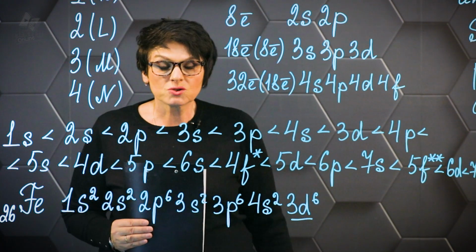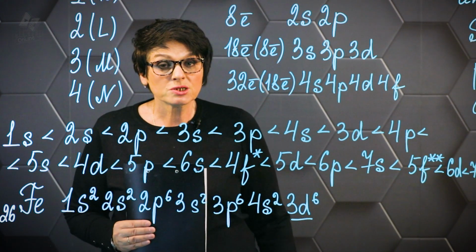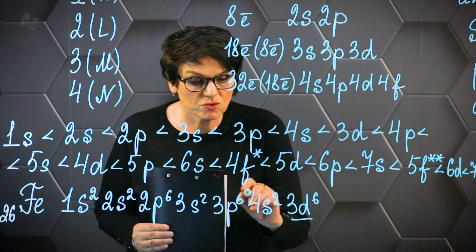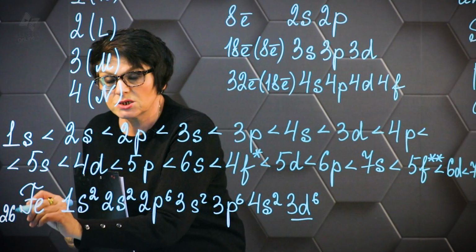It's easy enough to check. You can add the superscript numbers to each other and you get the number 26 for this chemical element. That's the kind of check that exists.